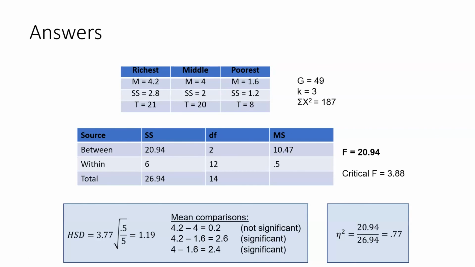and you'd say post hoc tests, you'd probably specify the type. Tukey's HSD post hoc tests indicated that the richest Americans were happier than the poorest, and the middle Americans were happier than the poorest. But the richest and the middle were not different from each other. And that's how you do it.